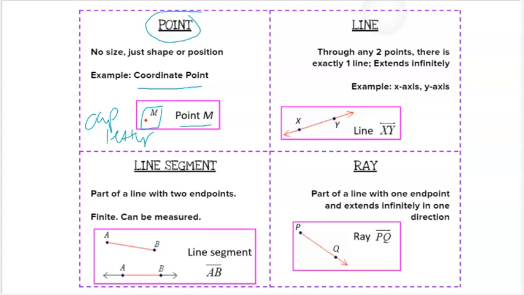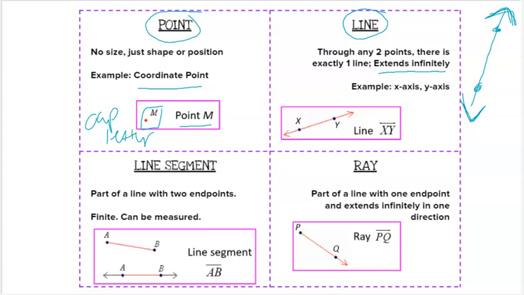Then we have lines. Through any 2 points, there is exactly one line. These extend indefinitely. An example could be your x-axis or your y-axis. So as long as you have 2 points, you can make a line. And because it extends indefinitely, we add arrows on the ends to represent that.